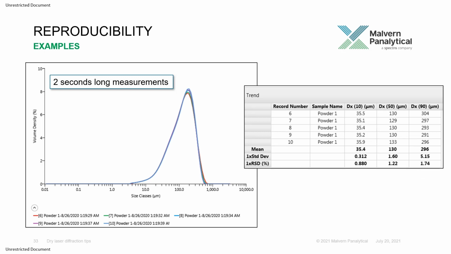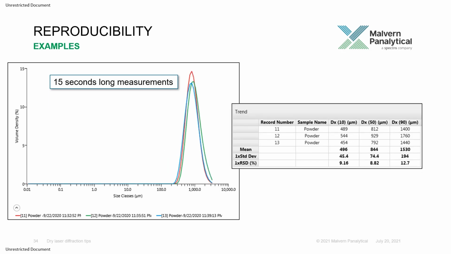Here is an example of a reproducibility study for a sample that is homogeneous enough that 2-second long measurements are enough for great reproducibility. This sample is so inhomogeneous in size, however, that the variability is large even after 15 seconds long measurements. In this case, measuring a larger volume of sample with a funnel feeder might be of use, or simply accept a larger variability in the results.